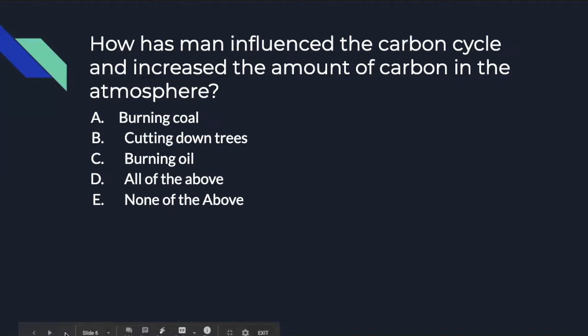So how has man influenced the carbon cycle and increased the amount of carbon in the atmosphere? This one's a little bit more difficult, so pay attention. A, burning coal, B, cutting down trees, C, burning oil, D, all of the above, or E, none of the above. How has man influenced the carbon cycle and increased the amount of carbon in the atmosphere?